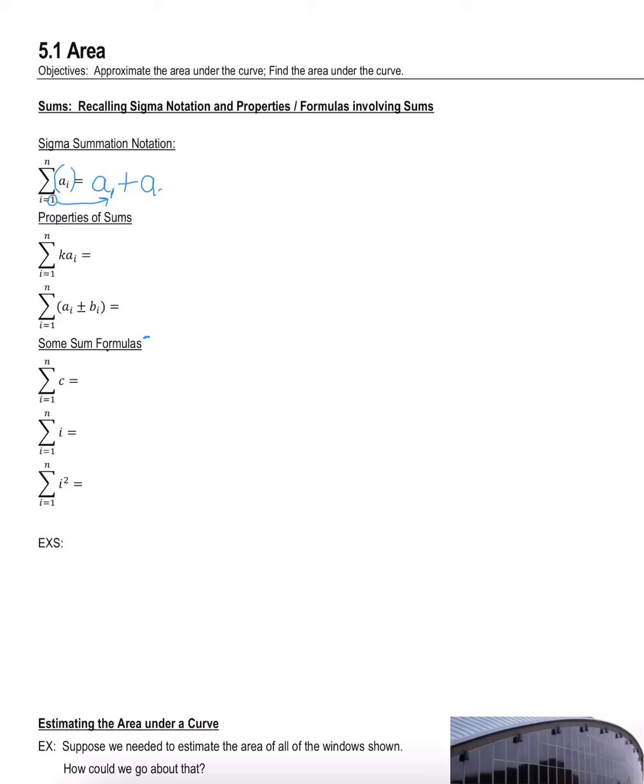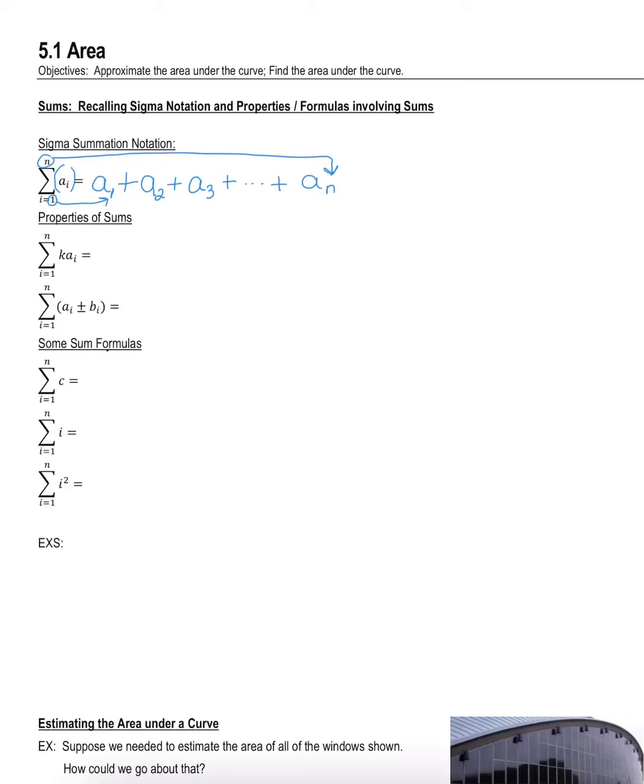So then you would go to a sub 2, and then you're going to add, and you're going to go to a sub 3. And you're going to continue this all the way until you get to your upper limit right here, in this case, until you get to this a sub n. So this is what the summation notation tells us to do.